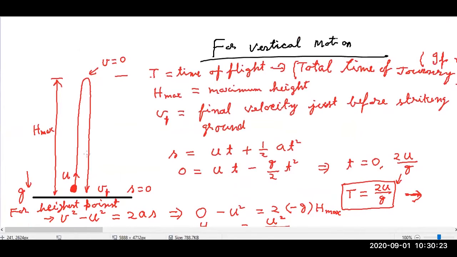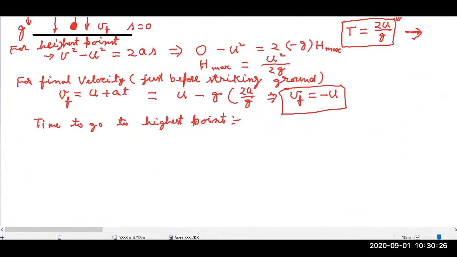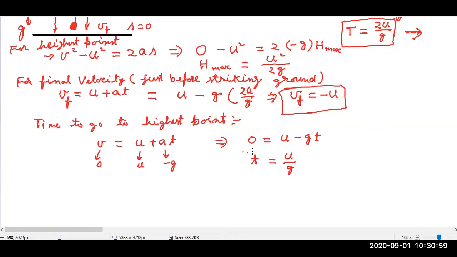See, initial speed is u, final speed is v. So that we can use v equal to u plus at. This we can use, and at final point, means at highest point, velocity is 0 and initial velocity is u, acceleration is minus g. So we will get 0 equal to u minus gt. So t is u by g. So this is the time to reach the highest point.